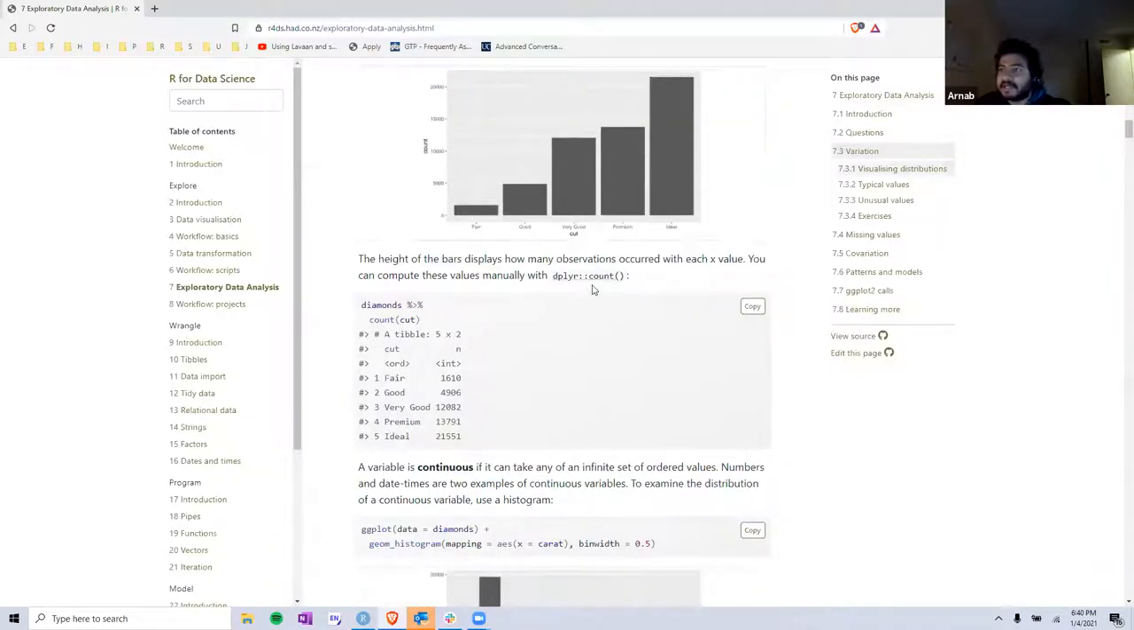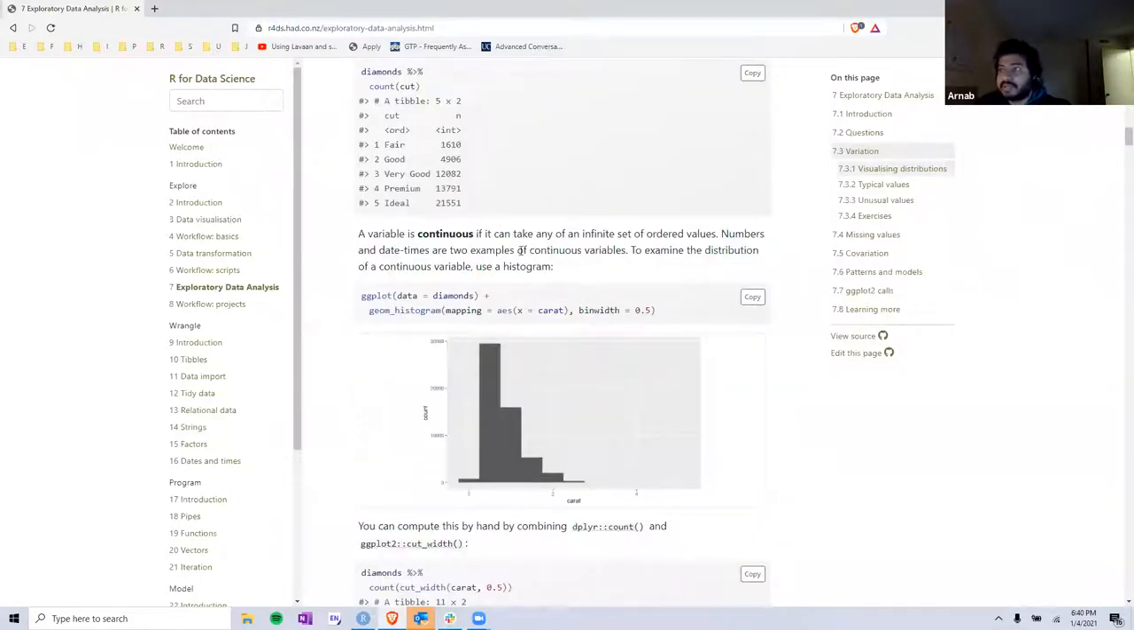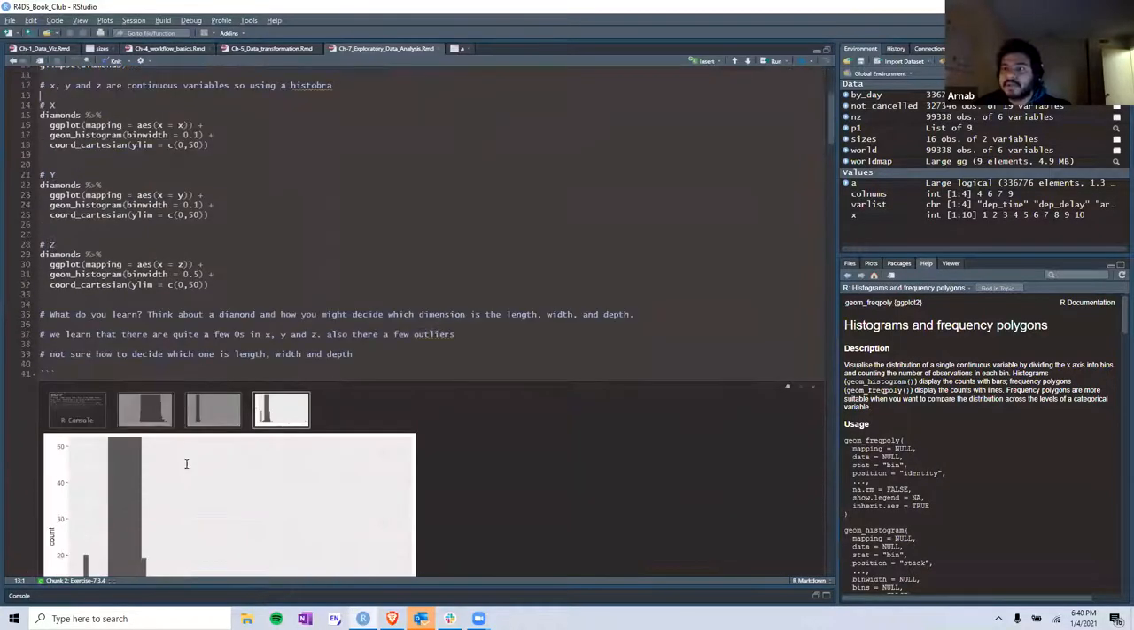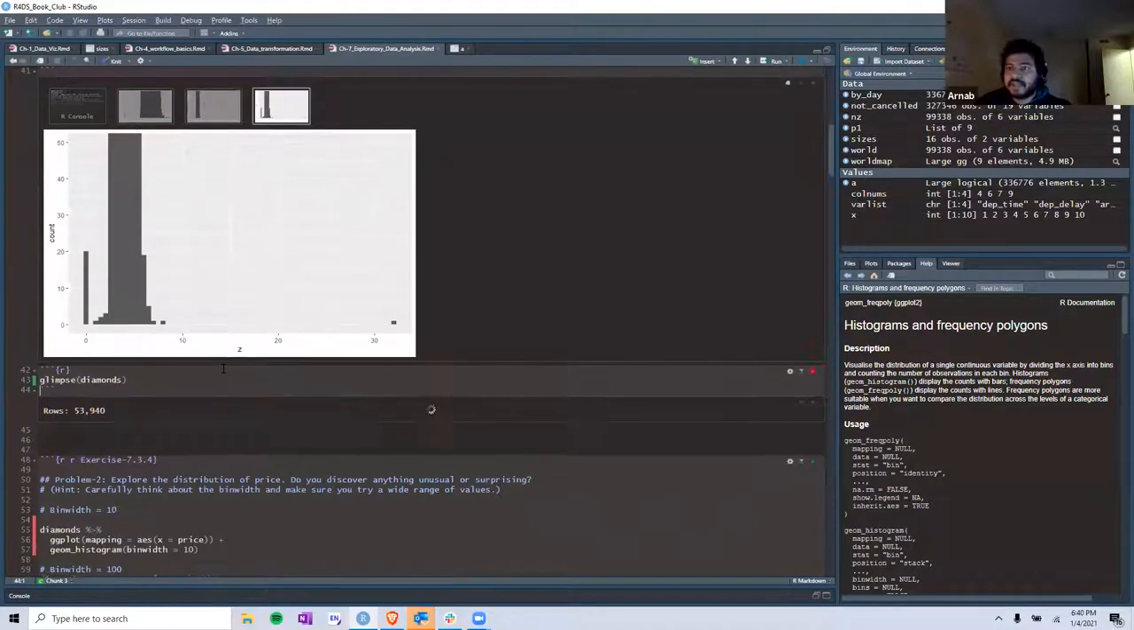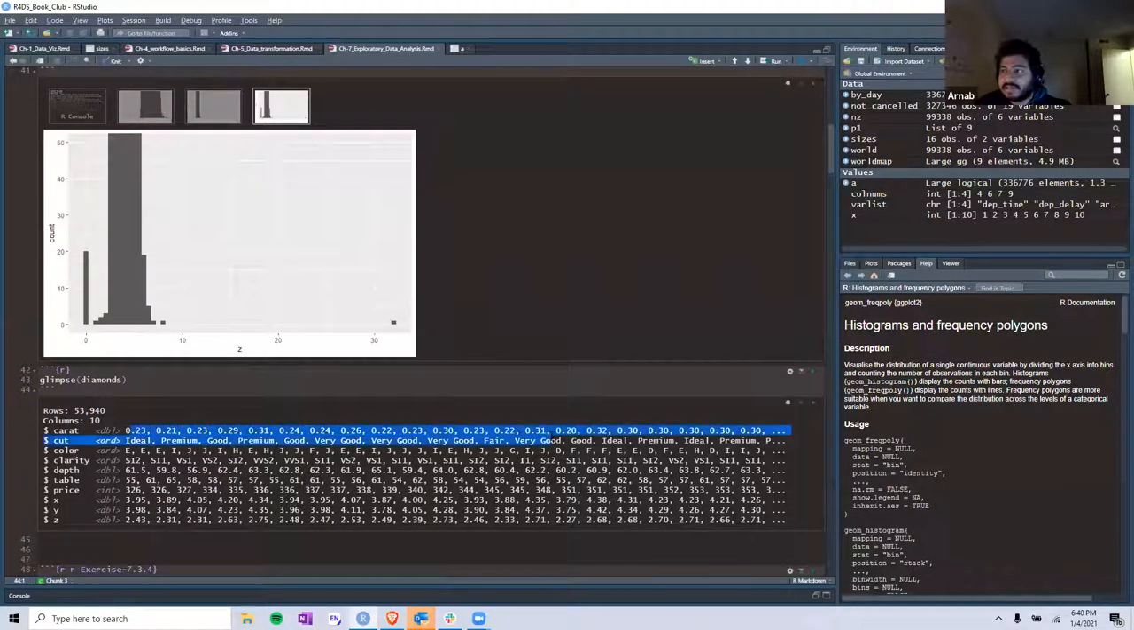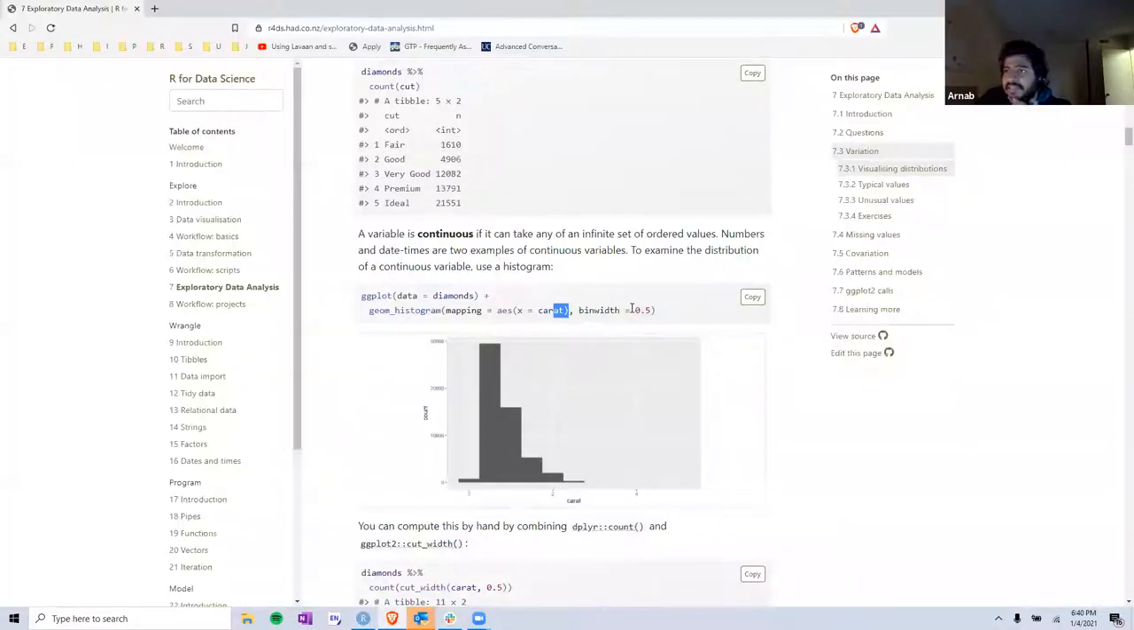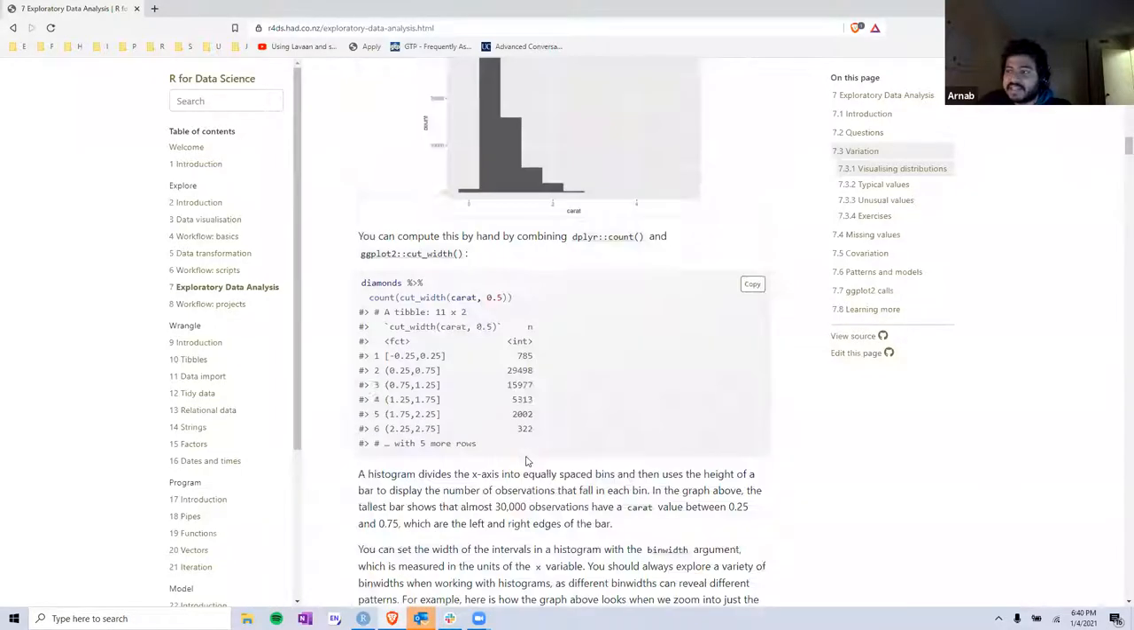However, our variable might be continuous, in which case, for example, carat, if we look at carat, it's the carat size of the diamonds in the observation, which is entered as a continuous variable. In this case, using a histogram is especially useful. So we look at the entire distribution and see if there's anything wrong, if there are any outliers and stuff like that.